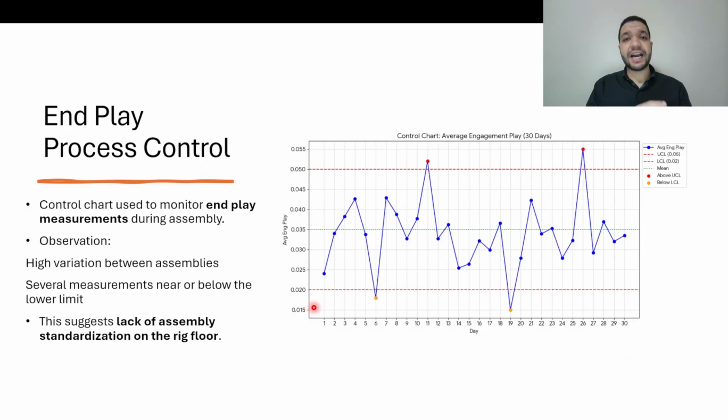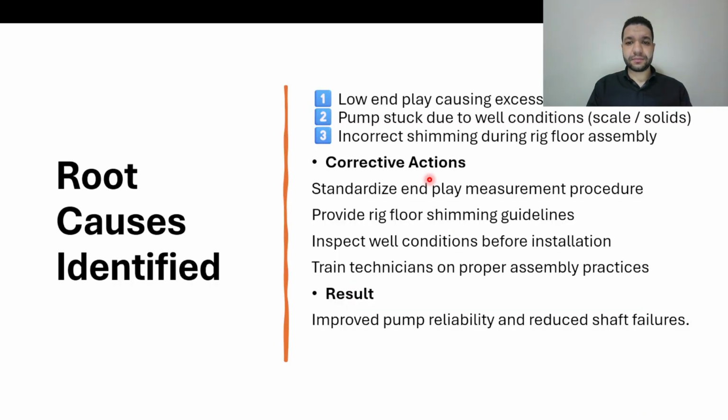And finally, I create the end play process control. So I know my mean value and I know how my value varies to know if my process is sustainable or not, and I know when I should ring a bell because the end play goes below the lower control limit or above the upper control limit. And then after this, I made a plan for the corrective action until I have the result: improved pump reliability and reduced shaft failure.